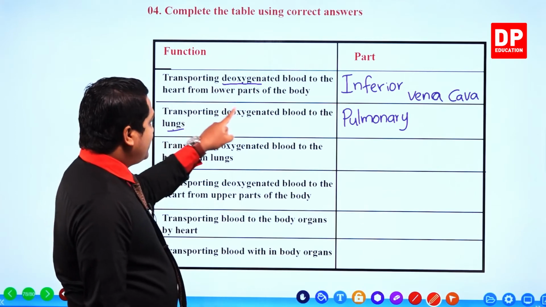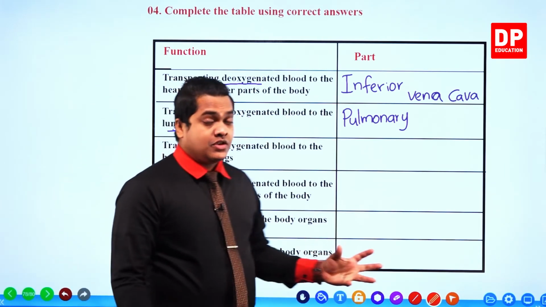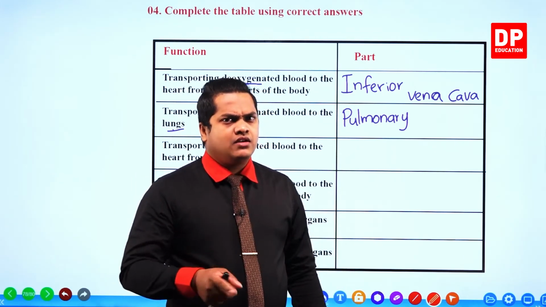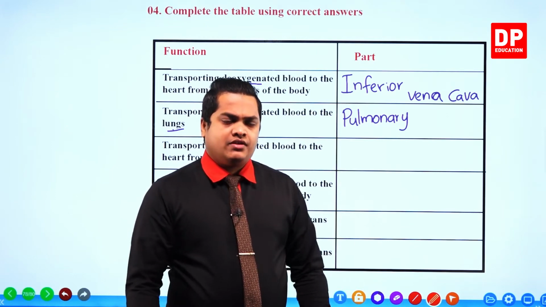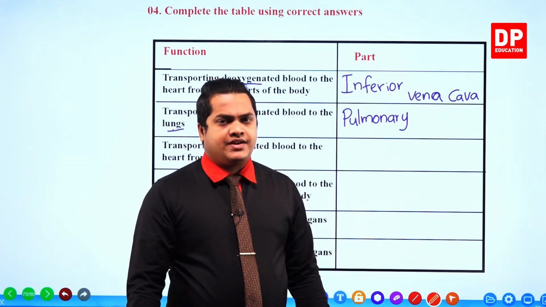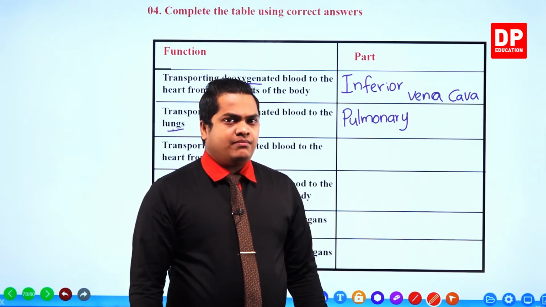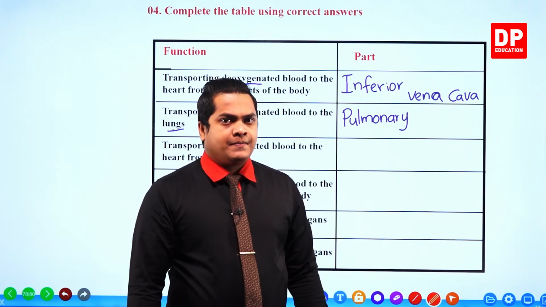So transporting deoxygenated blood to the lungs. This deoxygenated blood is going to the lungs. From where? Definitely from the heart, right? No need to mention that. Definitely blood is transported to the lungs through the heart. We already know, there is no trouble in identifying that. So transporting deoxygenated blood to the lungs from heart.